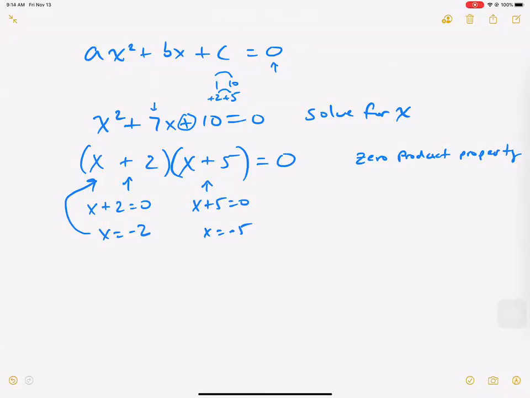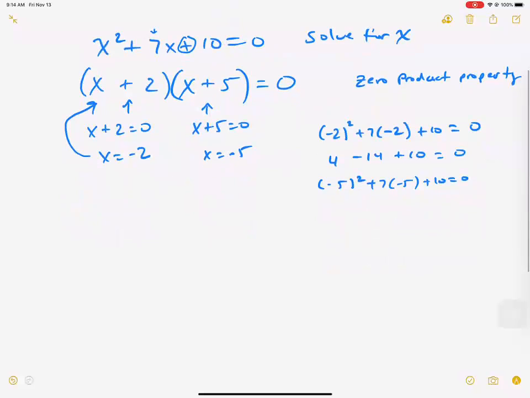Great. And if I double checked, if I plug negative 2 into the original equation, 4 minus 14 plus 10, this doesn't look like 0, or does it? Oh, that was 0. Oh, that's lucky, right? Well, let's try negative 5. Negative 5 for sure doesn't look like it's going to work. But, oh man of little faith, this is 25 minus 35 plus 10. Oh, that's also 0. Amazing. So factoring is one of our easiest ways, again, I would say, to solve a problem if it's x squared.